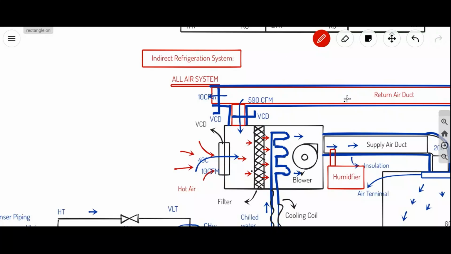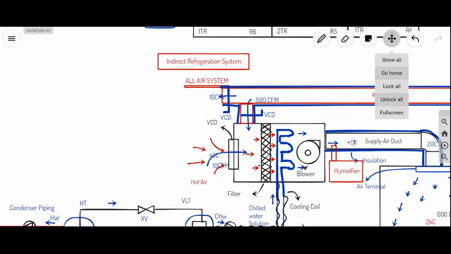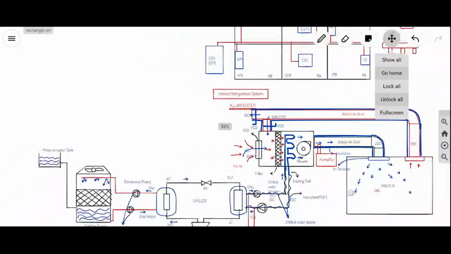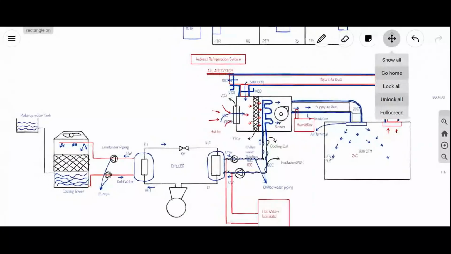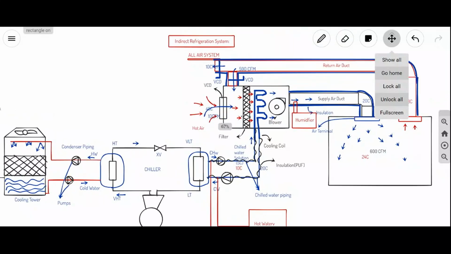Okay. Make a note of this most important question, sir. From an interview point of view, one of the most important questions. When I gave my interview in L&T, they asked this question: explain all air system. Okay. Make a note.